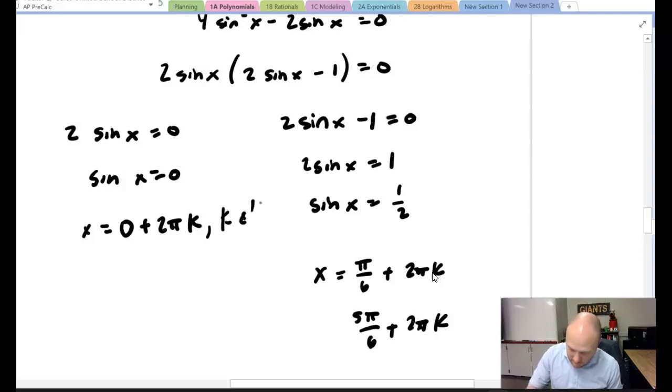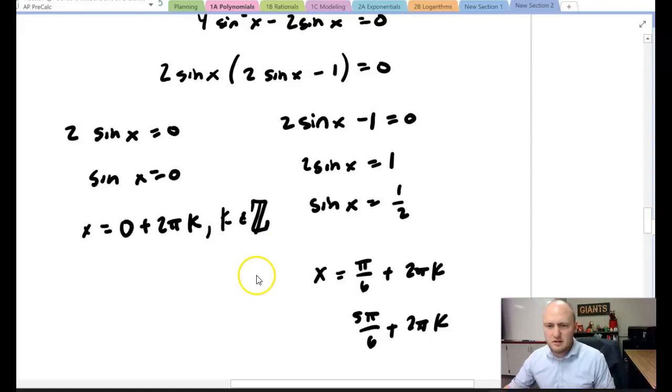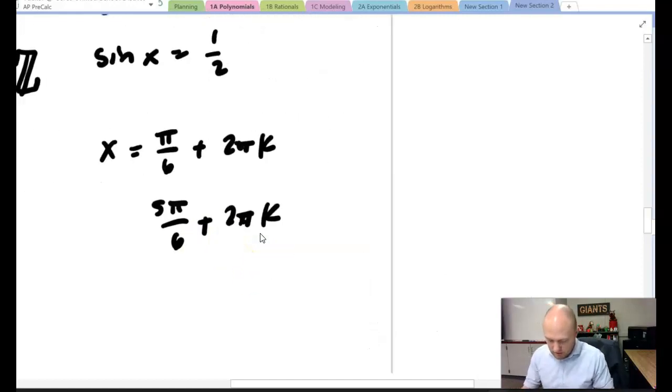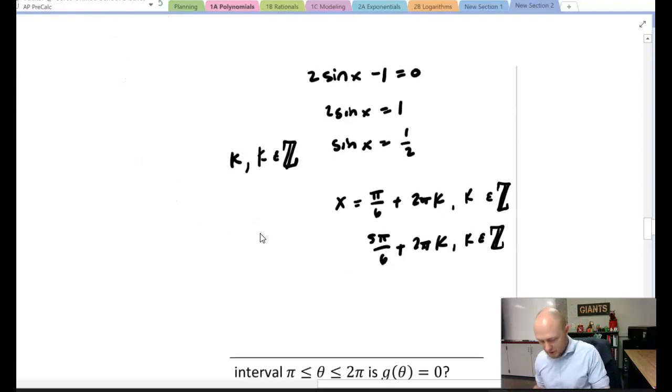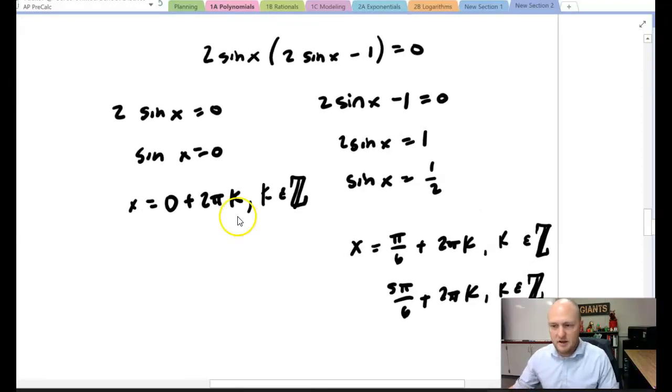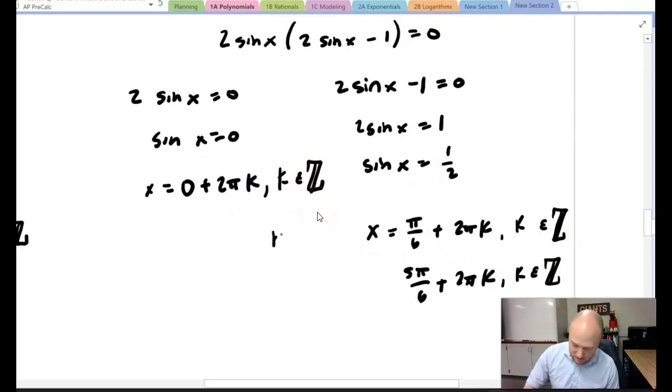K is an integer. You may be saying, what's this little symbol here? It just means it is an element of. I don't think it's an epsilon. I'm just going to stop talking before I show how ignorant I am. Sorry guys, I haven't taken set theory in a while. Okay, so where k is an element of the integers. And again, if this is too bougie for you, like I'm never going to remember that, just say where k is an integer.